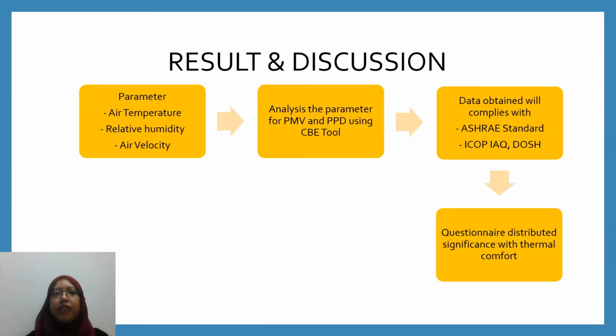Now I am going to explain about result and discussion. For this study, different parameters such as air temperature, relative humidity, and air velocity will be analyzed by using the CBE thermal comfort tool to obtain the PMV and PPD result. That was for environmental factor, but for personal factor, it needs the metabolic rate and clothing insulation data.